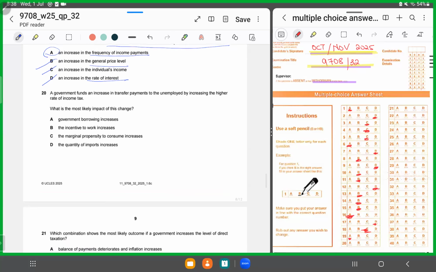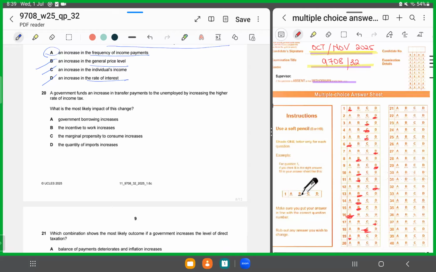Number 20. Our government funds an increase in transfer payments to the unemployed by increasing the higher rate of income tax. What is the most likely impact of this change? Now, look at the options. A says government borrowing increases. B says the incentive to work increases. C says the marginal propensity to consume increases. D says the quantity of imports increases.